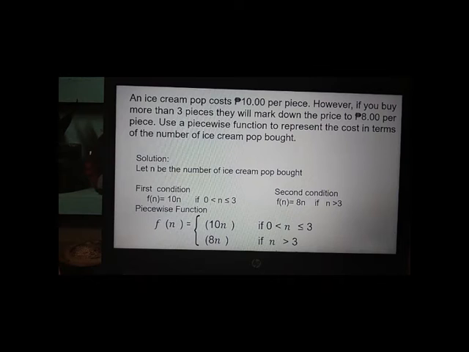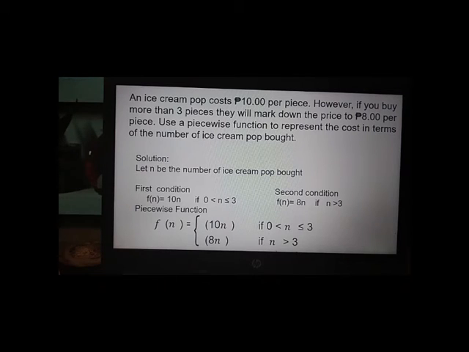So, going back to the given situation, you will come up with two conditions. The first condition is that if you're going to buy 3 pieces or less of ice cream pop, then you will have this formula, 10n, if your n is greater than 0 but less than or equal to 3. The second condition is if you're going to buy more than 3 pieces of ice cream pop, then you'll have this formula, that is 8n, if your n, the number of ice cream pops bought, is greater than 3.